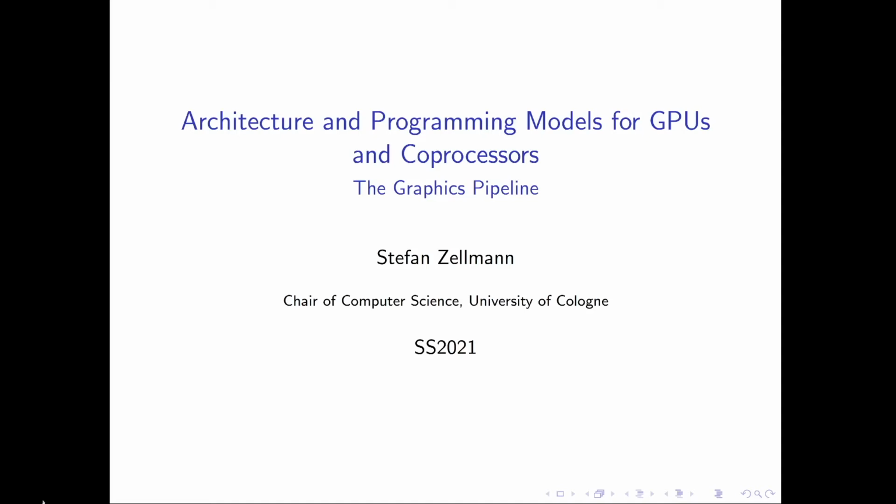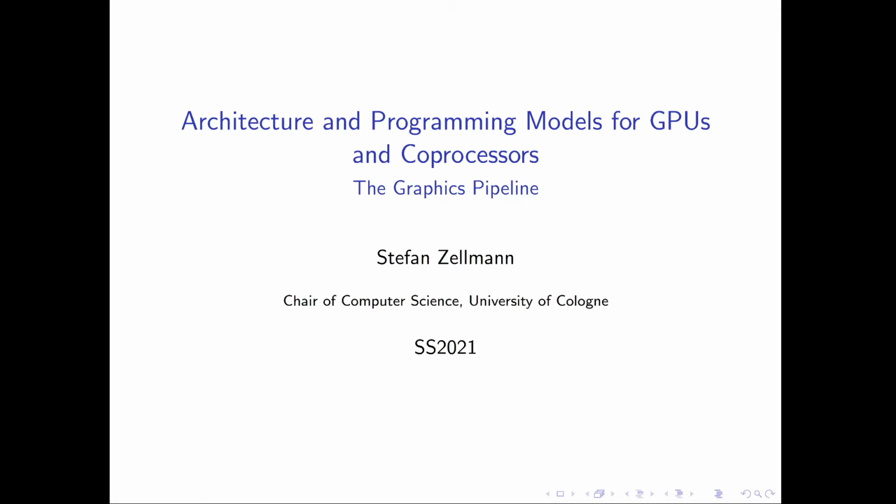Dear students, we're currently in the architecture part of this lecture on architecture and programming models for GPUs and coprocessors. In the last session, we discussed what I call the asynchronous host interface. That is, we basically discussed the interface that commands issued by our graphics application go through between the host CPU and the GPU.